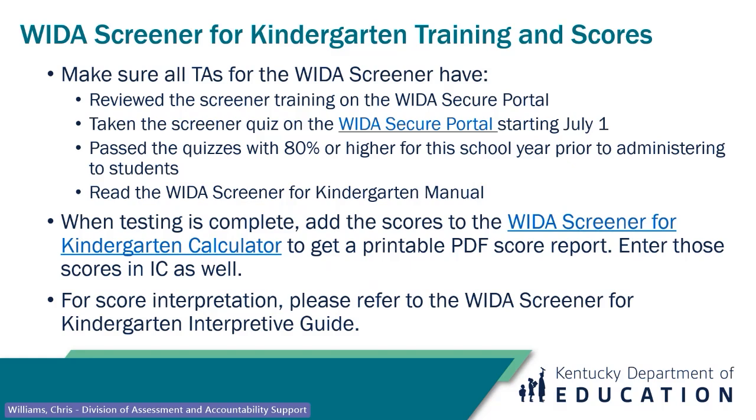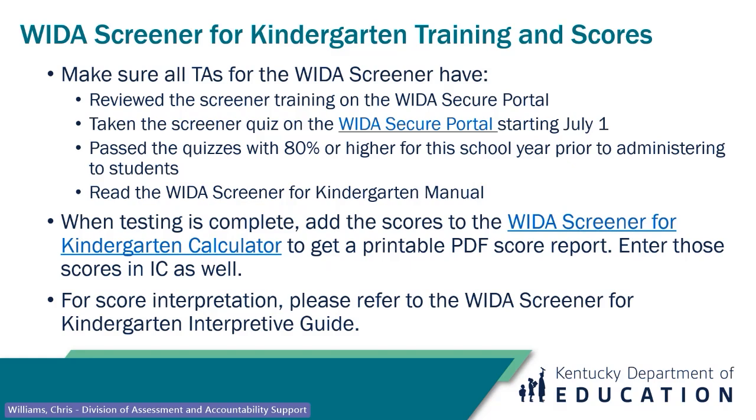When testing is complete, add the scores to the WIDA screener for kindergarten calculator, which is on the WIDA website. Once you have completed the paper assessment, you'll go in and manually put those scores in, and then the calculator will print out a PDF of that score report. Therefore, you can take that and enter that into IC as well.